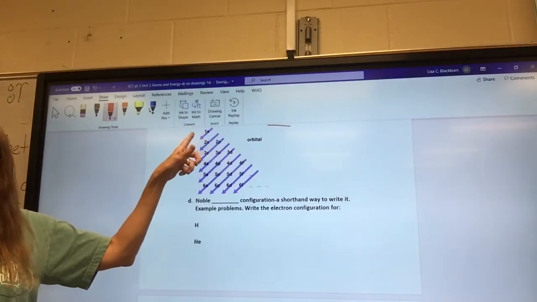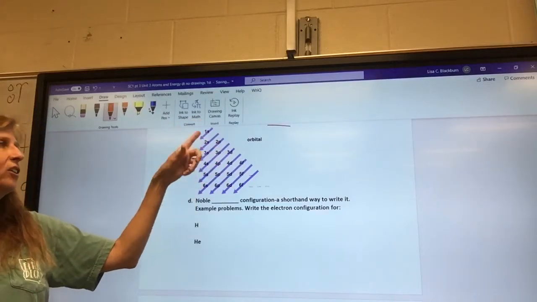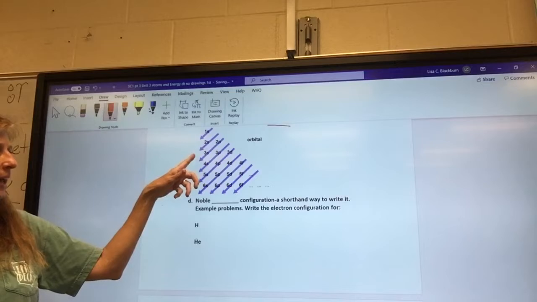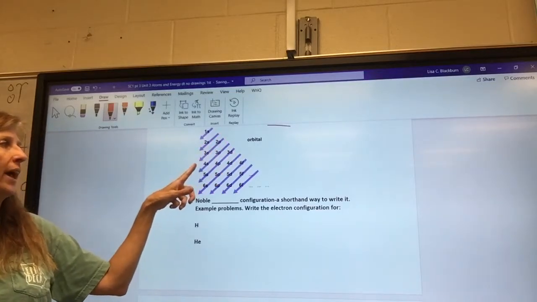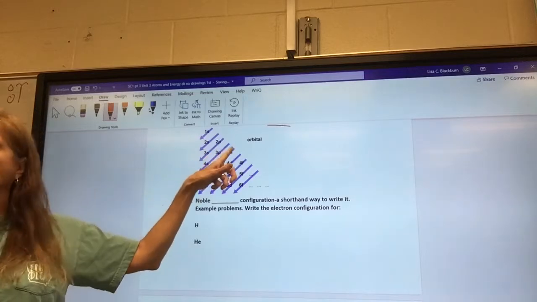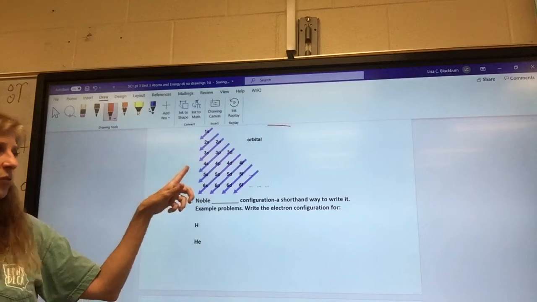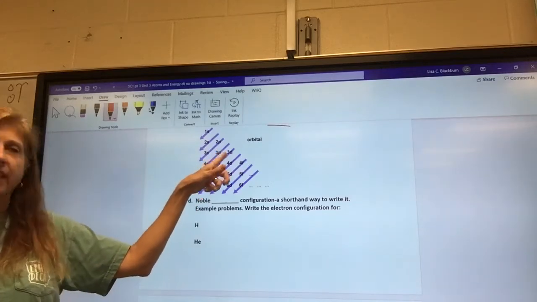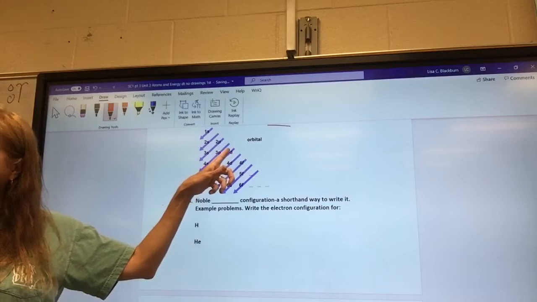1S fills first, the first floor sphere-shaped room. 2S fills second. 2P fills third. 3S fills next. Then 3P, 4S fills before 3D. That nice big sphere-shaped room on the fourth floor is more attractive than that cramped little third floor D room. Does that make sense to you?